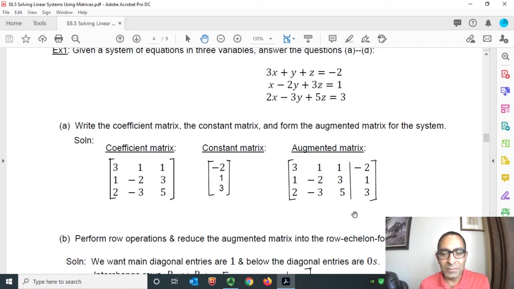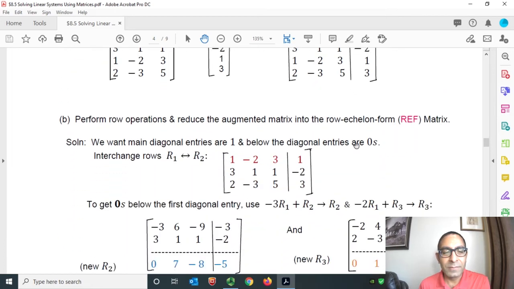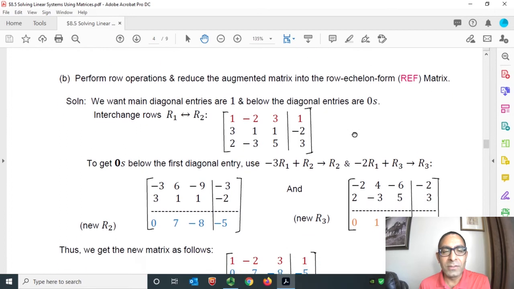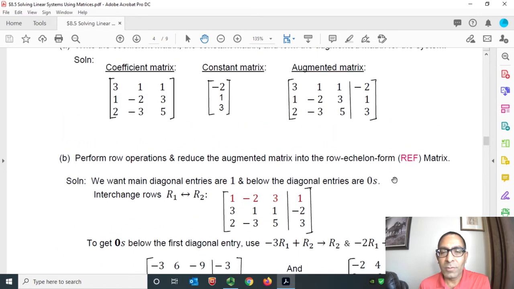Now let's move on. Let's do part B. Perform row operations and reduce the augmented matrix into the row echelon form. So here, the augmented matrix is here. Now we want to reduce this augmented matrix in RREF form. That means we want the diagonal entries to be ones, and below the diagonals we want a 0 entry. So here 0, here 0, and here 0. In the diagonals we want ones.